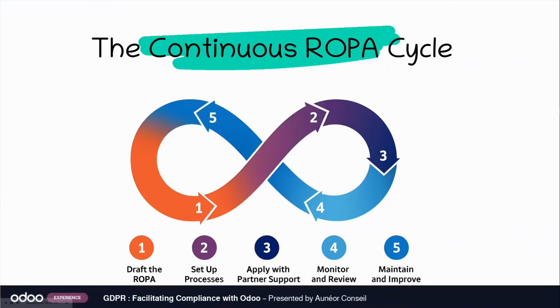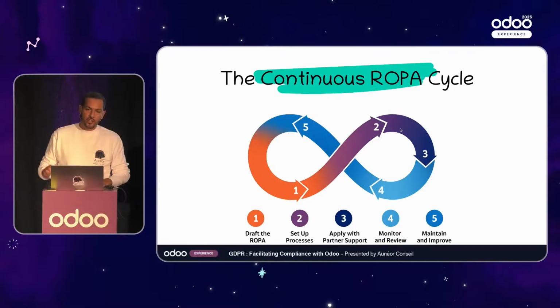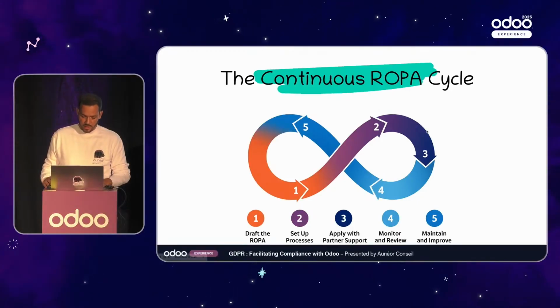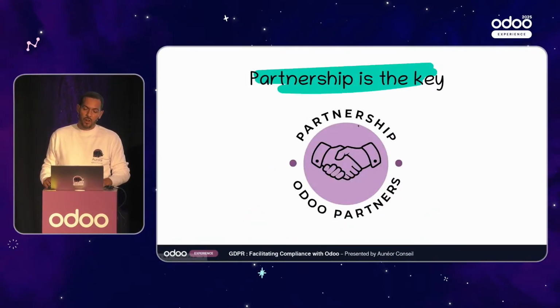So, over time, you will really need to ensure this work has been done, and that's why we suggest you work, once more, with an Odoo partner, because they know the product, they know how it works, and they will help you to create all the rules you need to apply your ROPA.